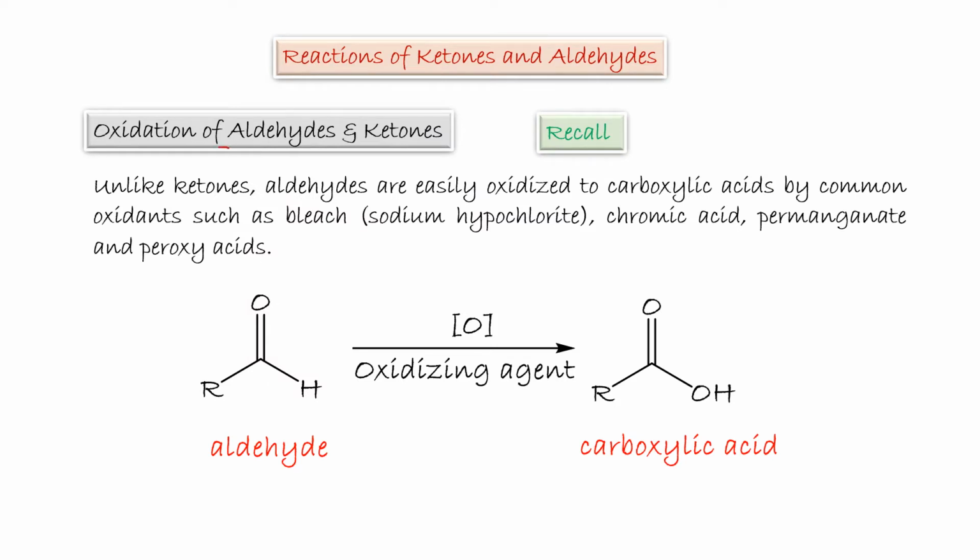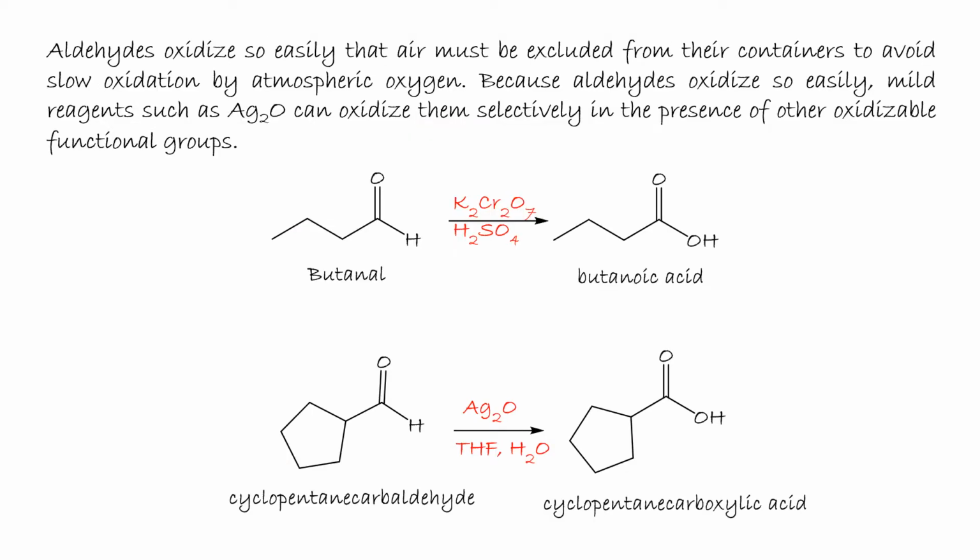We have covered that aldehydes, unlike ketones, are easily oxidized to carboxylic acid by common oxidants such as bleach, sodium hypochlorite, chromic acid, permanganate, and peroxy acid. Aldehydes with an oxidizing agent turn to carboxylic acids. As an example here, butanal with chromic acid gives butanoic acid.